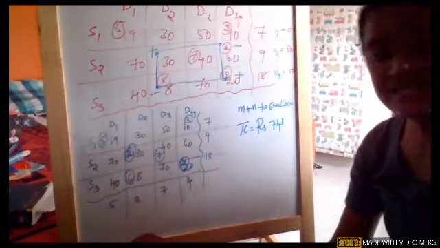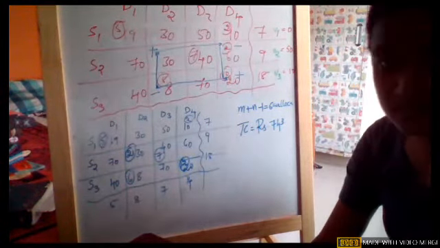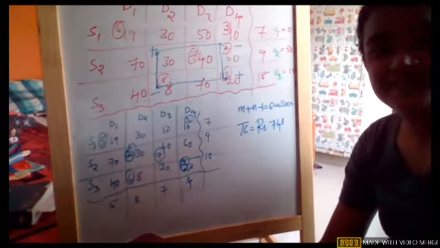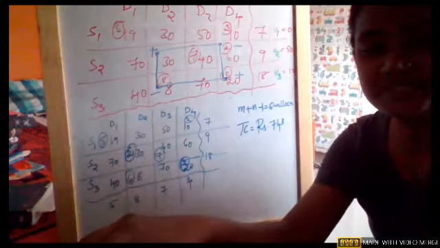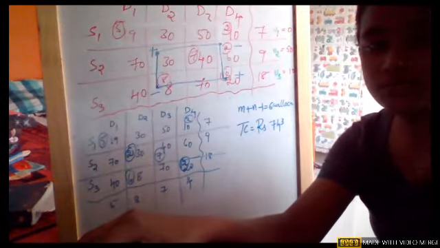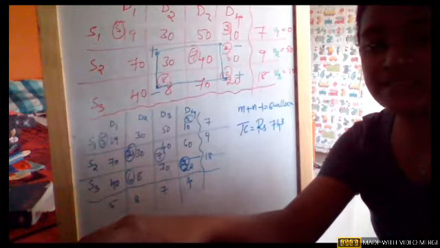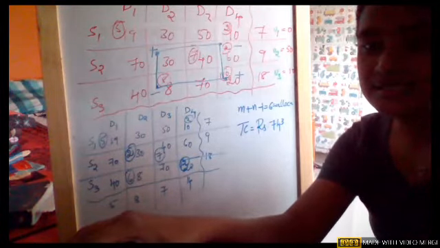Ma'am, can I say this is the optimal solution? Again, how to say what is the optimal solution? I need to prove for the new matrix also. I need to prove all Dij values must be greater than 0.